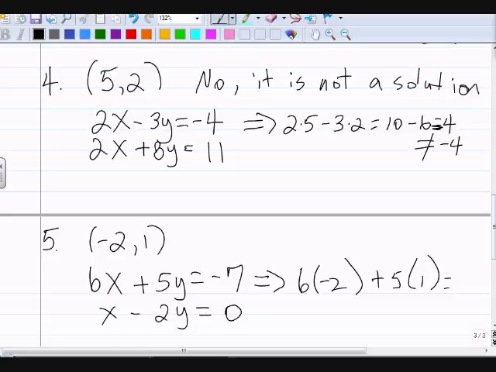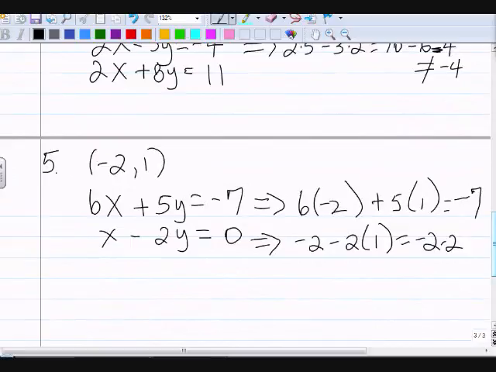What do you get when you do 6 times the negative 2 plus 5 times the 1? You get the negative 7? Okay. You're not done. You have to check the second equation, which is negative 2 minus 2 times 1, which is negative 2 minus 2. What's negative 2 minus 2? Negative 4. Oh, and we were supposed to get 0. That's not equal to 0. So that one is not a solution.